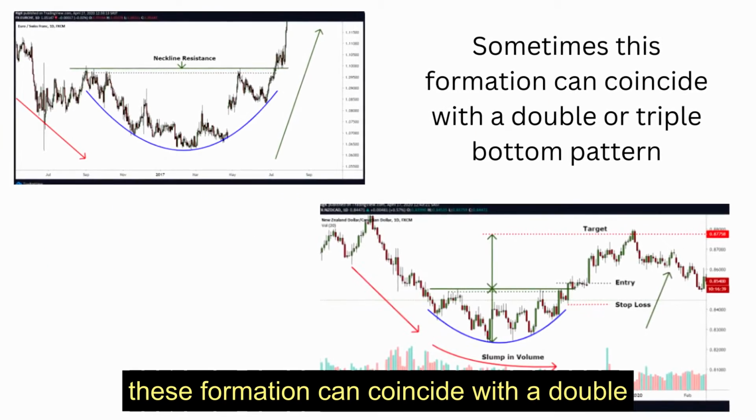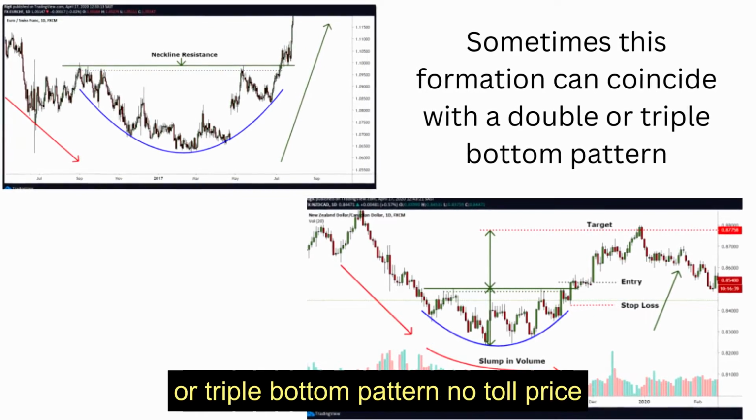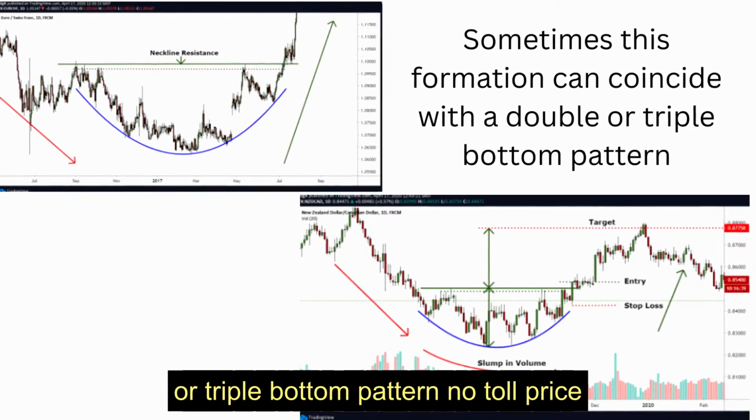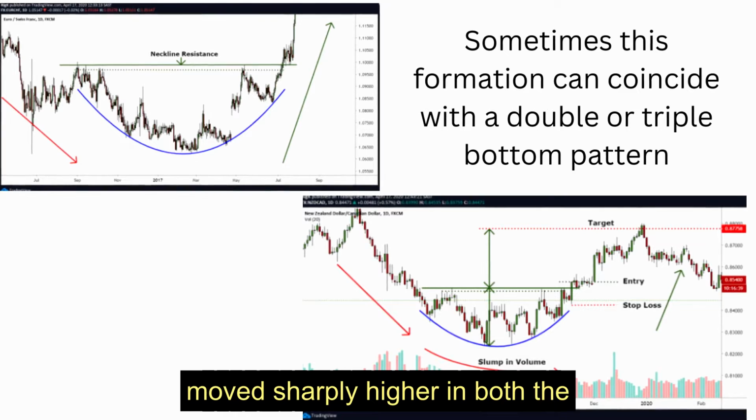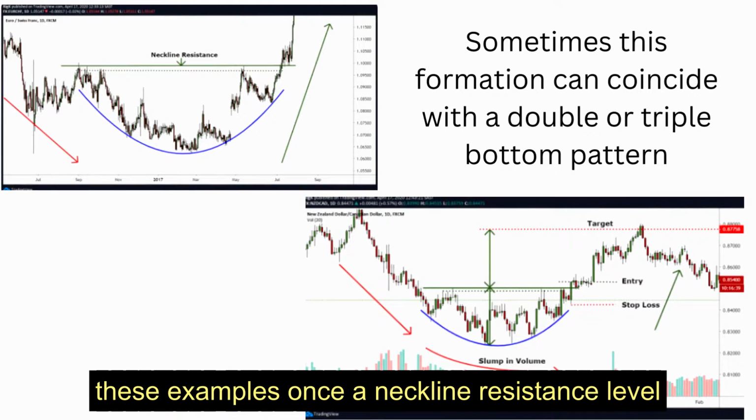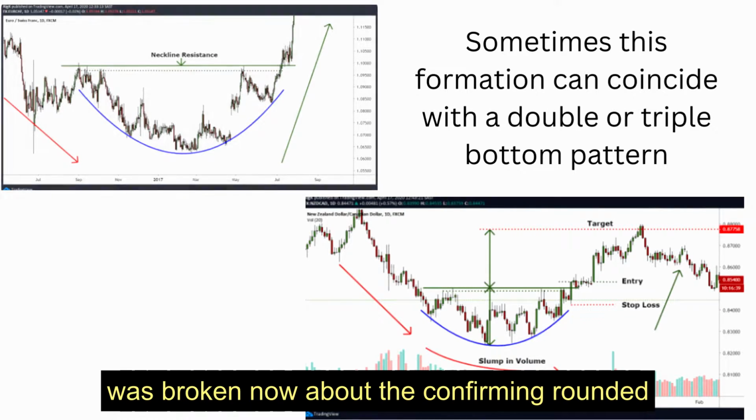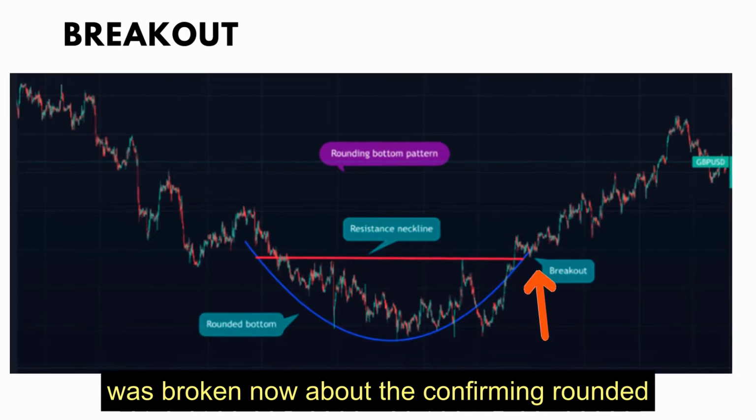Sometimes this formation can coincide with a double or triple bottom pattern. Note how price moved sharply higher in both these examples once a neckline resistance level was broken. Now about confirming the rounded bottom pattern.